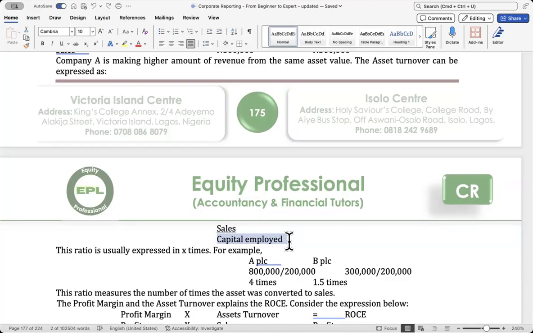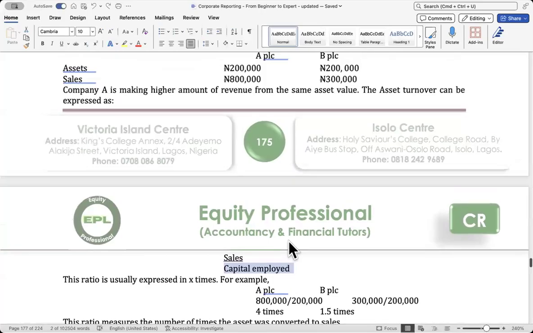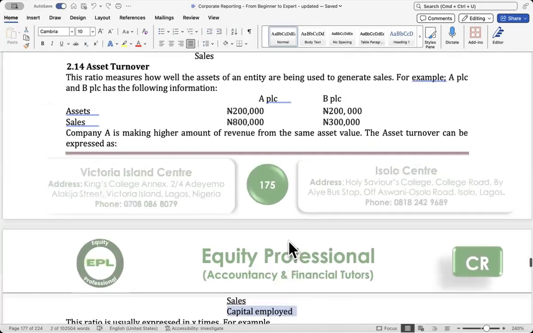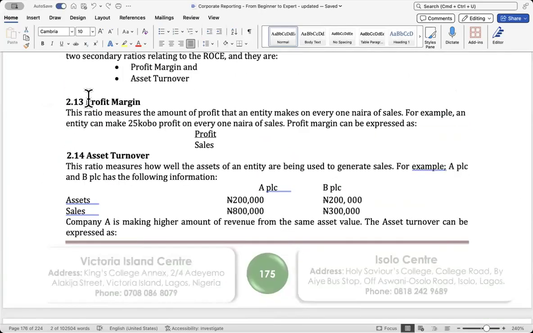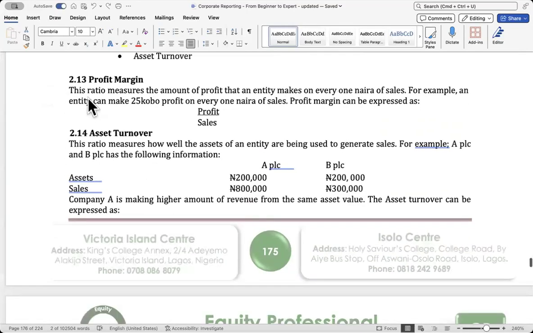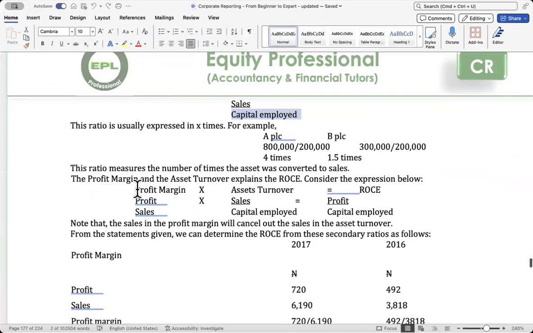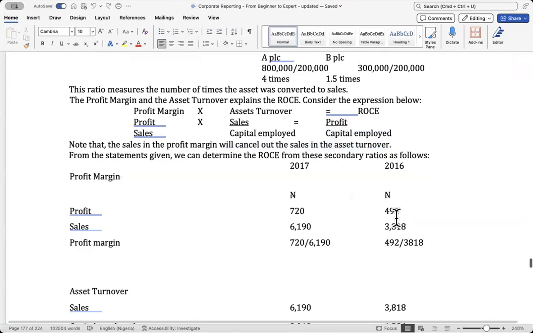sales over capital employed. Okay. And you also need to know that your asset turnover and your profit margin are secondary ratios to ROCE, because by the time you multiply profit margin by your asset turnover, it gives you your ROCE. Profit margin is profit over sales. Asset turnover is sales over capital employed. Sales cancels out sales, and we are back to ROCE. So it's a secondary ratio for ROCE.